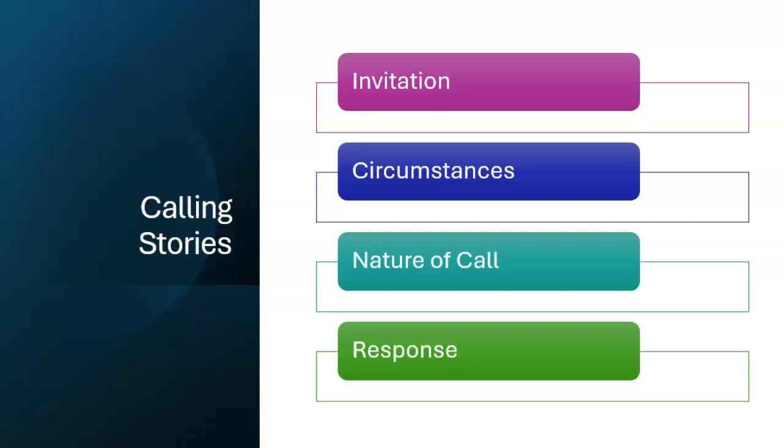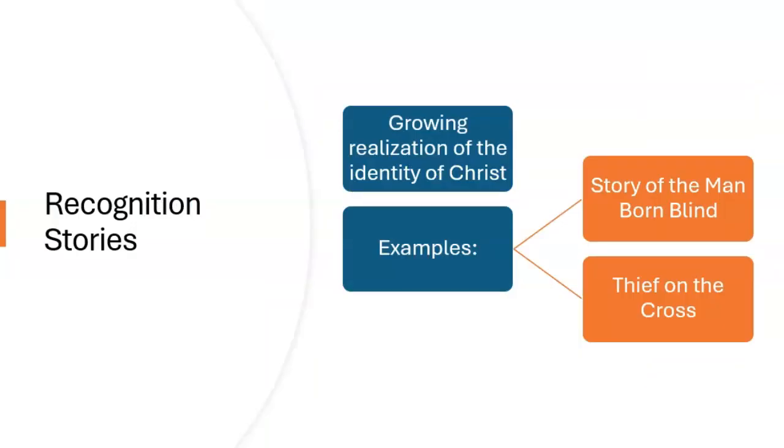So we get the circumstances of the person when Jesus calls them. We get the nature of the call. And then we get to that person's response. Whether it is, in the case of the disciples, a positive response, or, in the case of the rich young ruler, it turns out to be a walking away and rejection. That's the calling stories. And then we have recognition stories. I've already mentioned the story of the man born blind. He has this growing realization of who Jesus is, what Jesus' identity is. And then by the end of the story, he's choosing to follow.